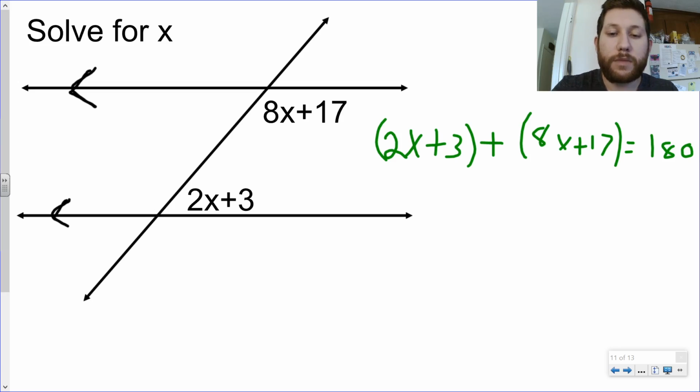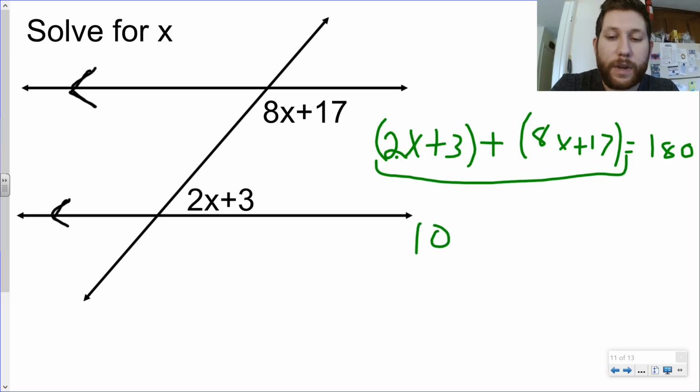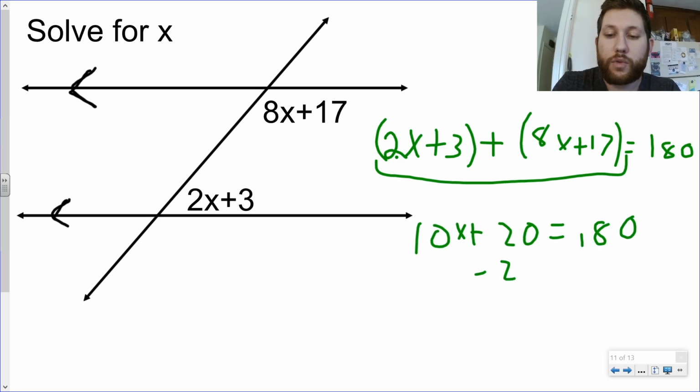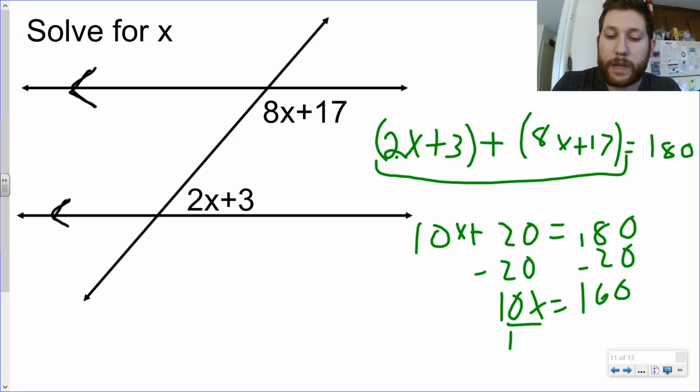Now we need to combine some like terms here, right? This is all on the same side of the equation. So I've got 2x plus 8x. How many x's do I have? Well, I've got 10. 10x plus 3 plus 17. That's 20, and we get 180. Let's subtract 20 on both sides. So I get 10x is equal to 160. We'll divide by 10. I get x is equal to 16.